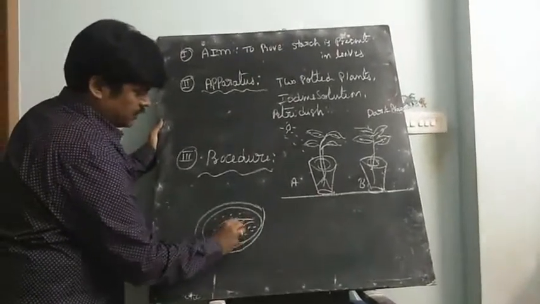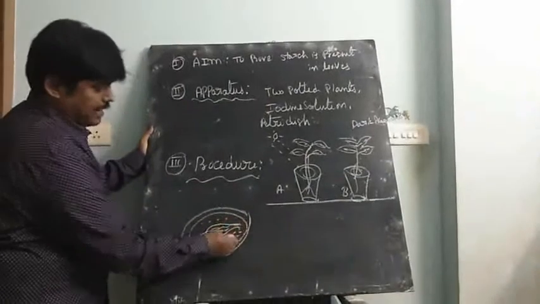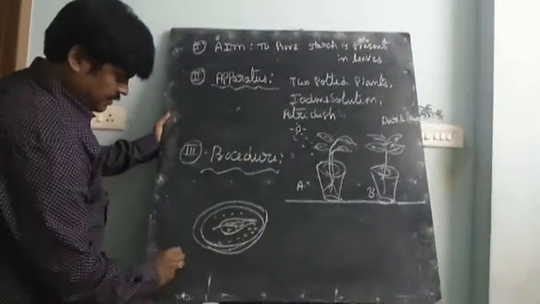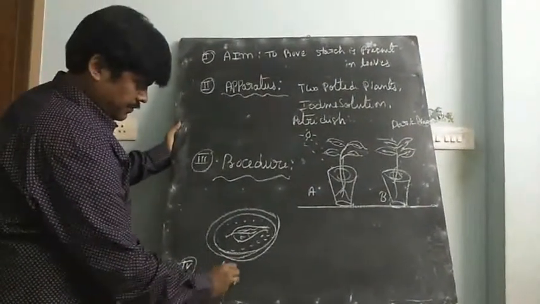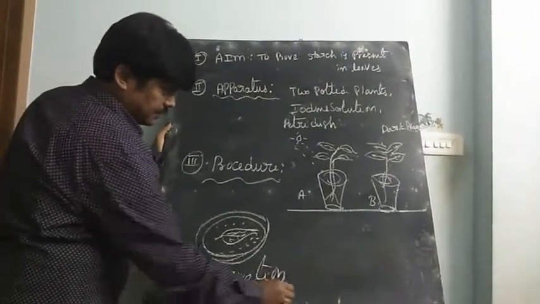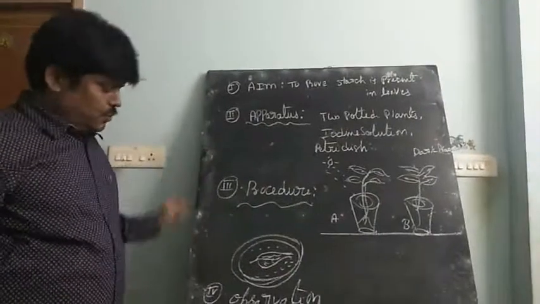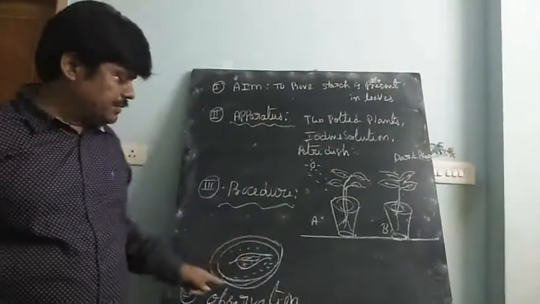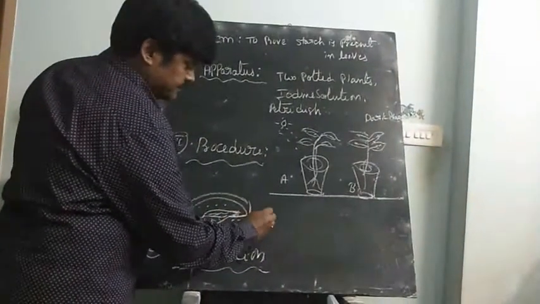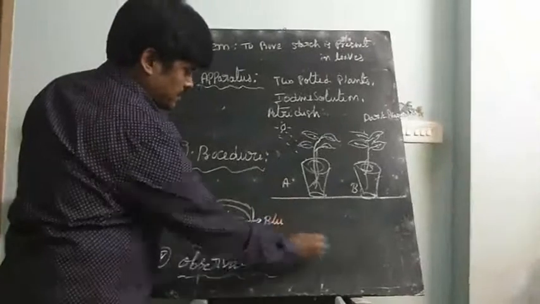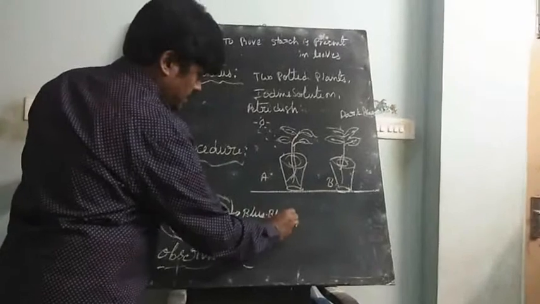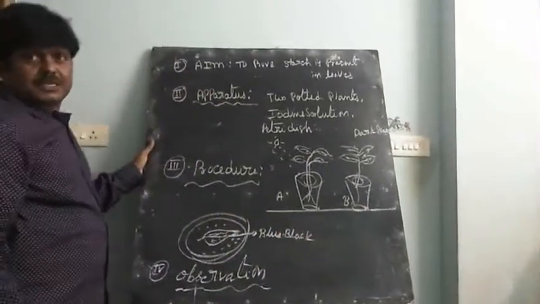Now the leaf is also drawn into this iodine solution. Then, observation. So what will we observe? Now the leaf is turning blue-black in color.